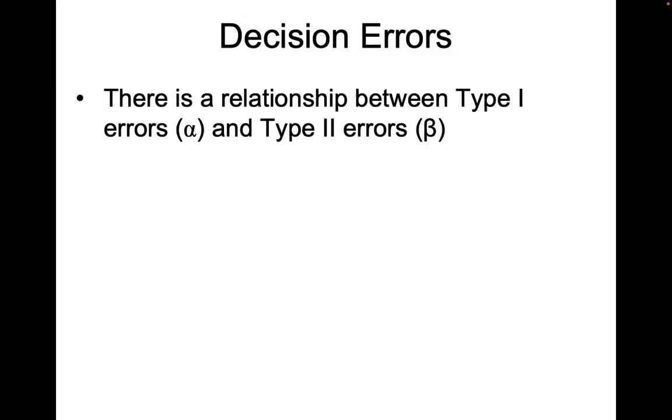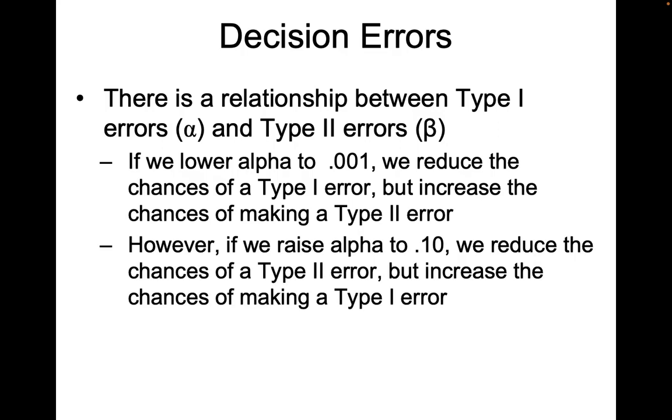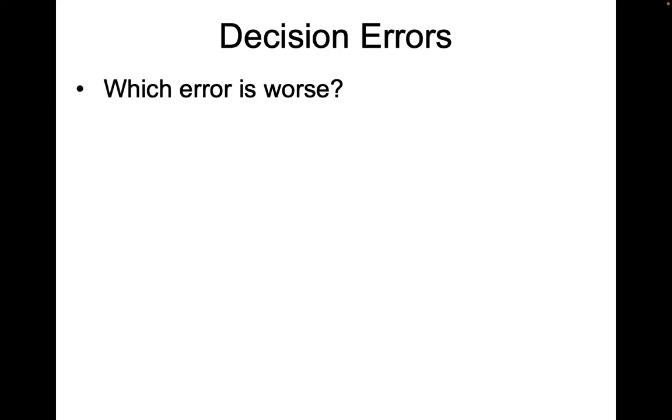So there's a relationship between type 1 errors and type 2 errors. If we lower our alpha to something very low, like a 0.001 significance level, we reduce the chances of making a type 1 error, but in doing so, we increase the chances of making a type 2 error. Alternatively, if we raise alpha to something like 0.10, we reduce the chances of making a type 2 error, but in doing so, increase the chances of making a type 1 error. So if you raise the probability of making one, you lower the probability of making the other, and vice versa. Which error is worse?